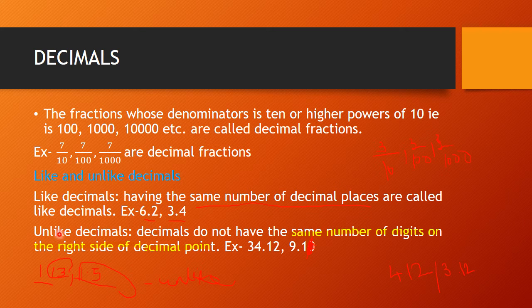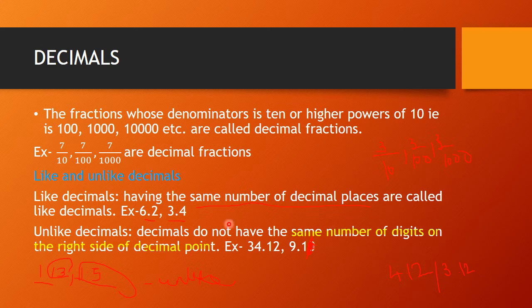Now let us move on to unlike decimals. Unlike decimals do not have the same number of digits on the right side of the decimal point. Example, 34.12 and 9.1. I'm really sorry everyone, it should be 9.1, not 9.10. So it will be 34.12 and 9.1.